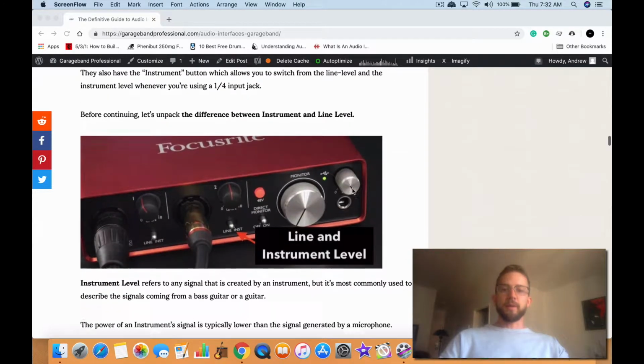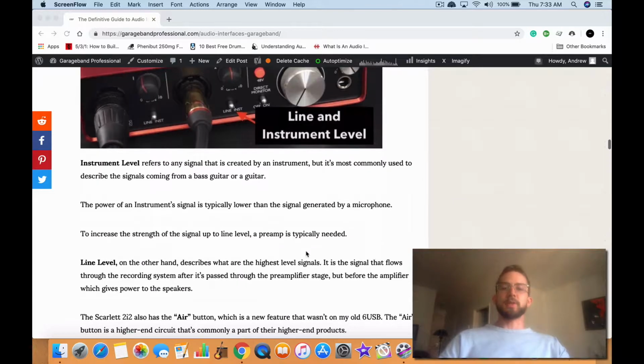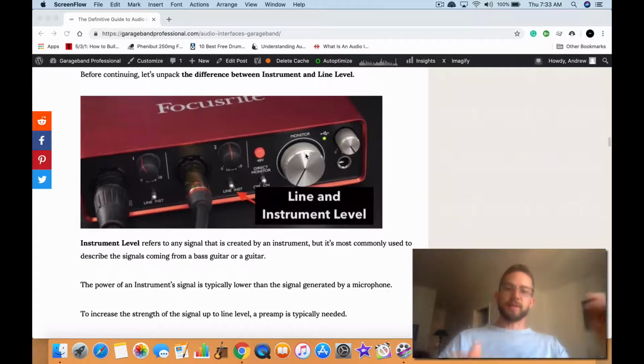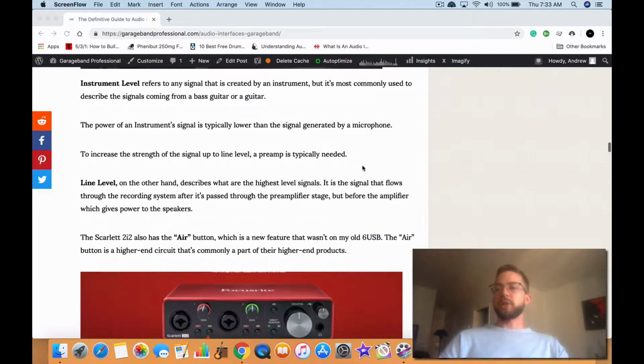Let's move on. I also want to talk about the line and instrument level. This was a difficult concept to illustrate. It's hard to explain. But I guess instrument level is a signal that's created by an instrument, essentially. It's usually a lower powered signal, and when people say instrument level, they're usually referring to either a bass or an electric guitar. The signal generated from a guitar is apparently lower than what's generated by a microphone.